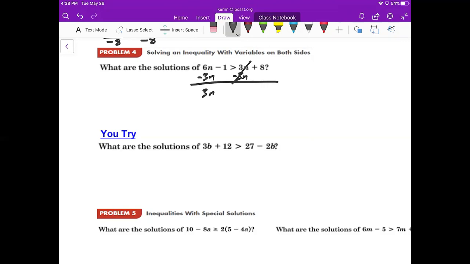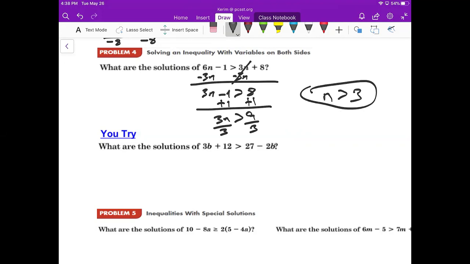So that's 3n minus 1 greater than 8. And then undo the number 1, so that 3n greater than 9, and then undo the multiplication. See, I divide with a positive number. I don't need to flip the inequality, so I don't have a problem with the inequality symbol. So n is greater than 3 is my answer, okay?